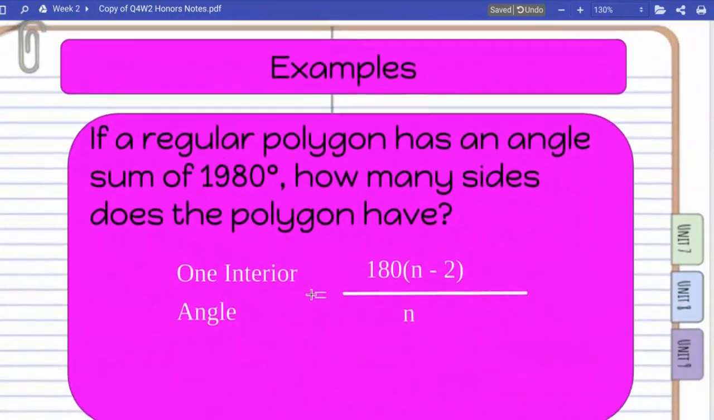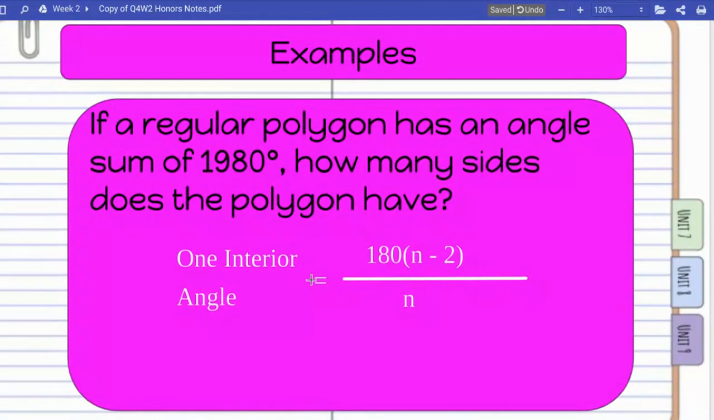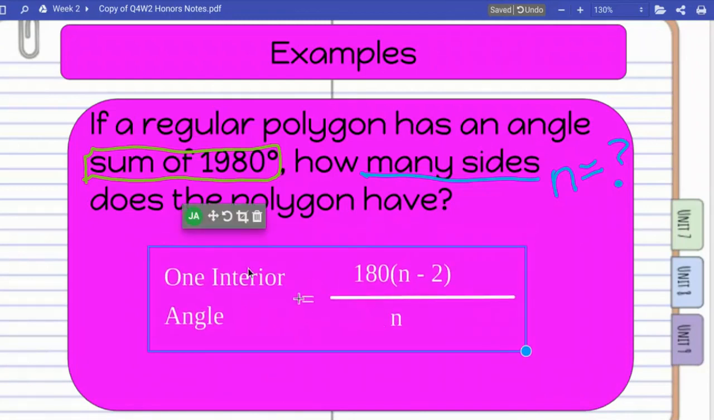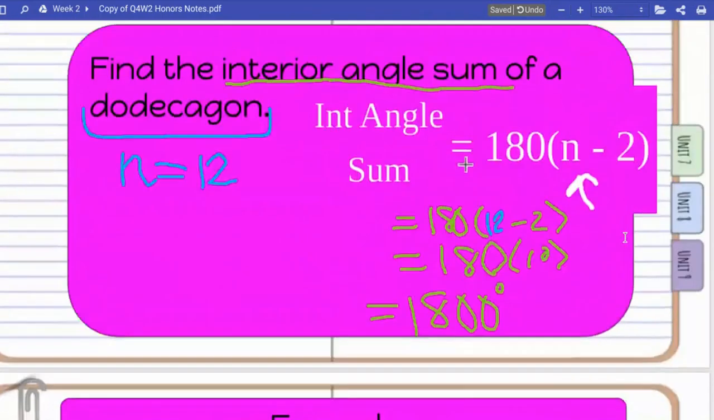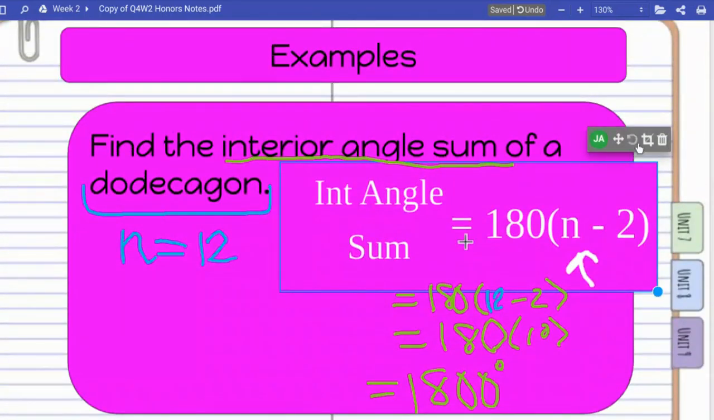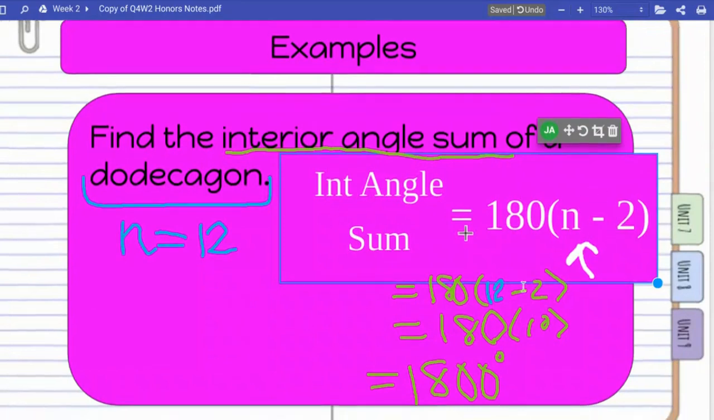Okay, on the last example, if a regular polygon has an angle sum of 1,980, that means the interior angles add up to be 1,980. How many sides does the polygon have? So now I'm asking you to work backwards and figure out what n is. This says interior angle sum, so we need the formula for interior angle sum, which will be 180 times n minus 2.